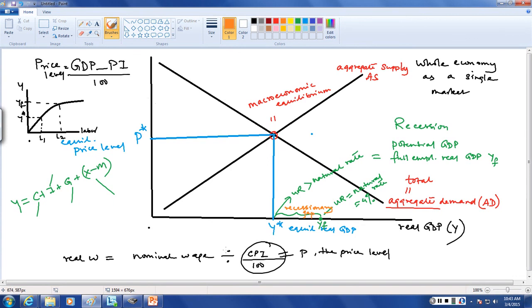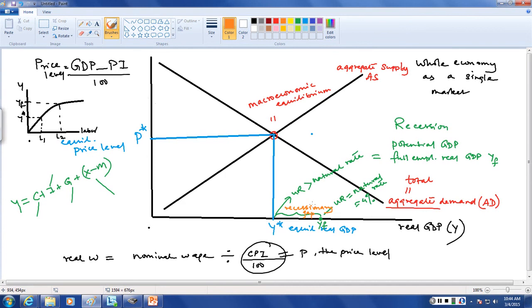A recessionary gap. So this then is an economy in recession, where the economy delivers to us an equilibrium level of GDP Y star that is less than full employment real GDP or potential GDP. So that's your recession. Correct? And what's it called again? The gap? It's written there, recessionary gap. Right? Recessionary gap is the name of that gap. So this is an economy in recession.